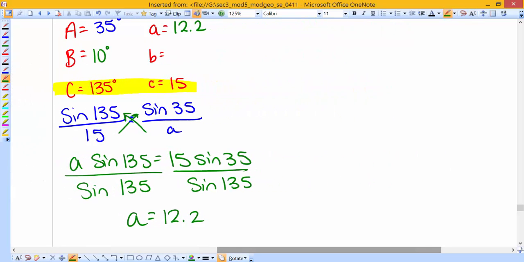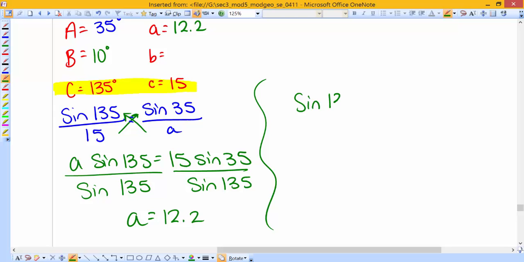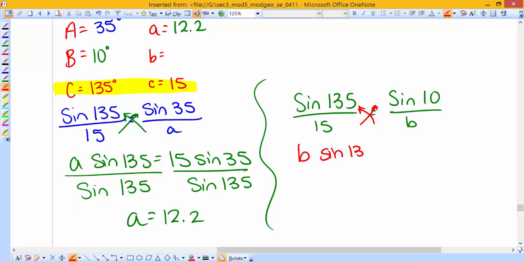I only have one more side to go. I'm going to still use the sine of 135 over 15. But now I'm looking for side B, so I have to use angle B. So sine of 10 over b. Cross multiply. b sine of 135 equals 15 sine of 10. Divide by the sine of 135.